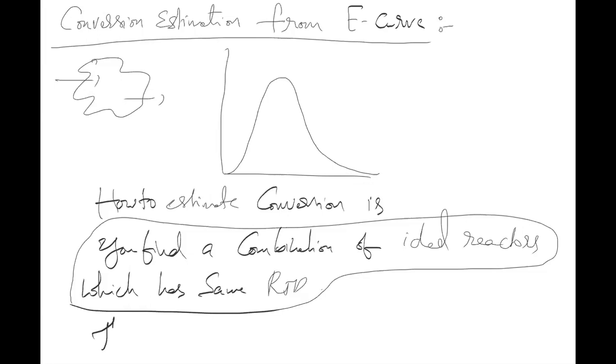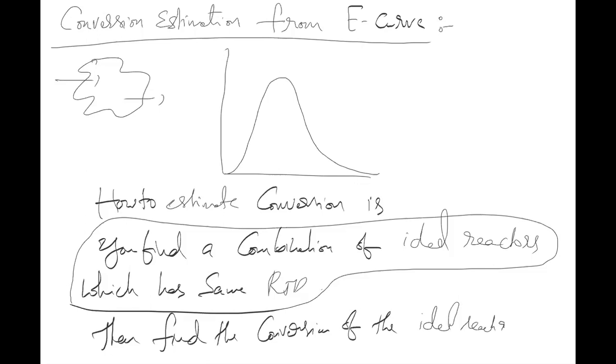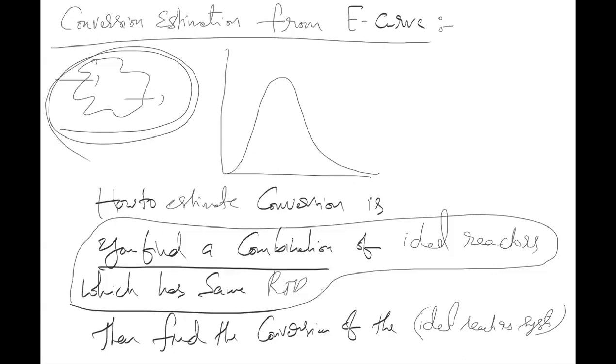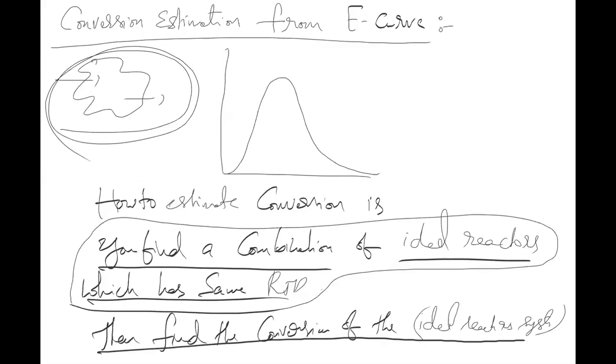Then find the conversion of that ideal reactor system. That is nothing but the conversion of this real reactor. Clear? So first thing is you should find a combination of ideal reactors which has the same RTD. Then find the conversion, because this reactor doesn't have any model, no. That is why first you are finding a model. That model conversion is nothing but the conversion of this reactor.